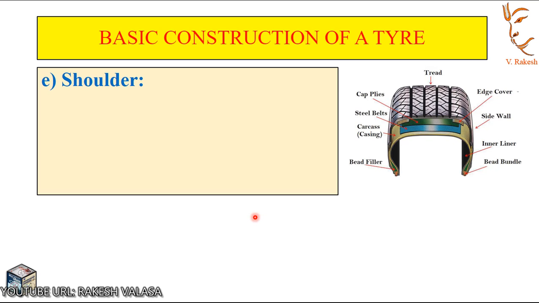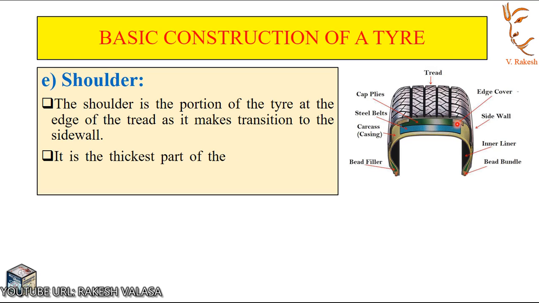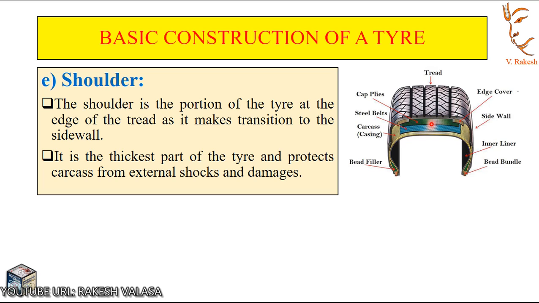Next part is shoulder. You can see this figure. The shoulder is also called as edge cover. The shoulder is the portion of the tire at the edge of the tread as it makes transition to the sidewall. It is the thickest part of the tire and protects the carcass from external shocks and damages.